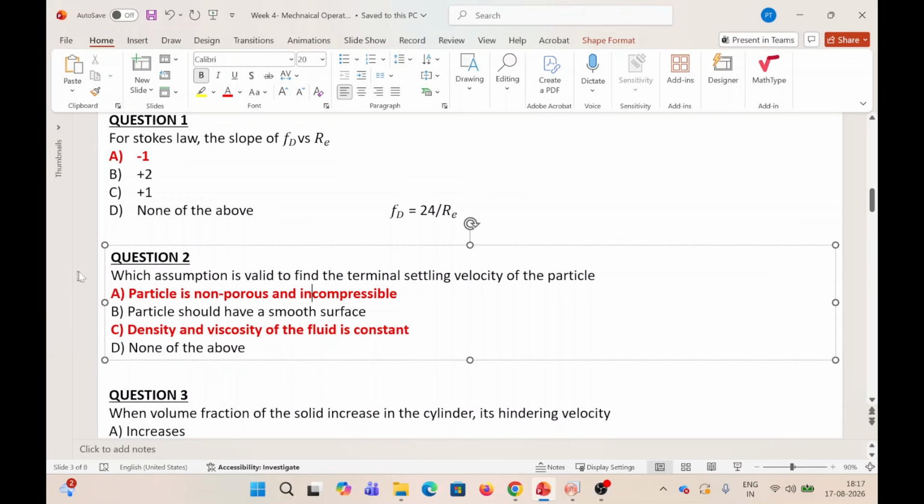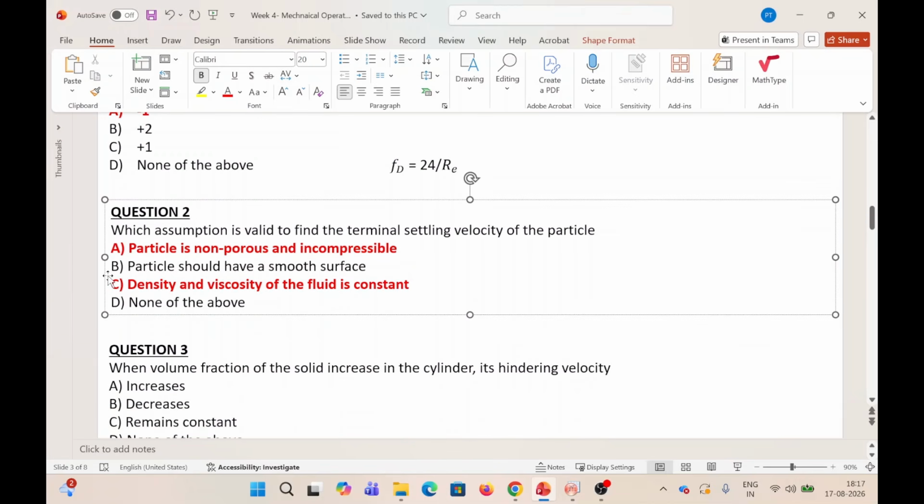Okay. So question 3 is about hindered settling velocity. The question is: when the volume fraction of the solid increases in the cylinder, its hindered settling velocity increases, decreases, remains constant, or none of the above.